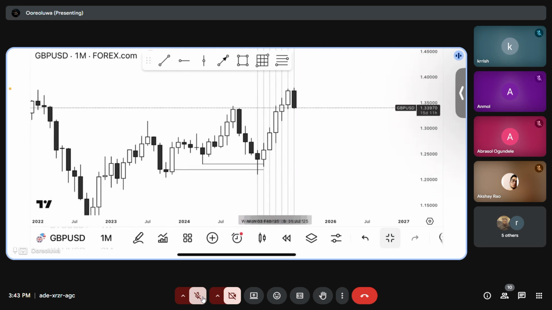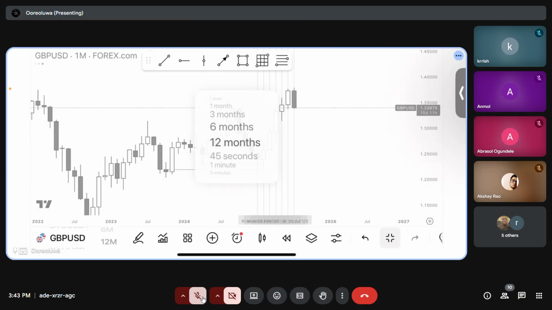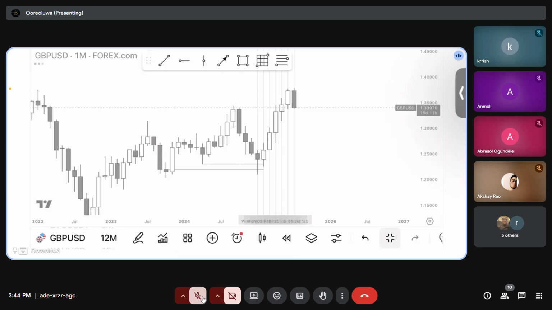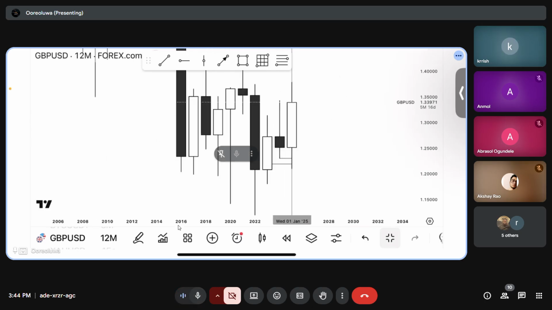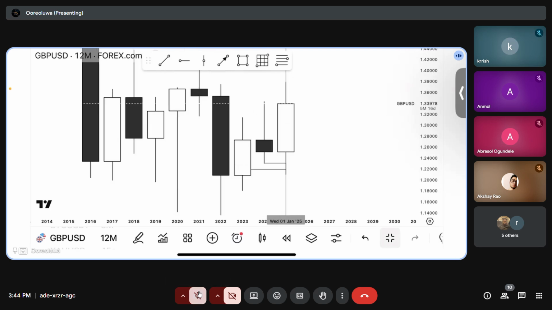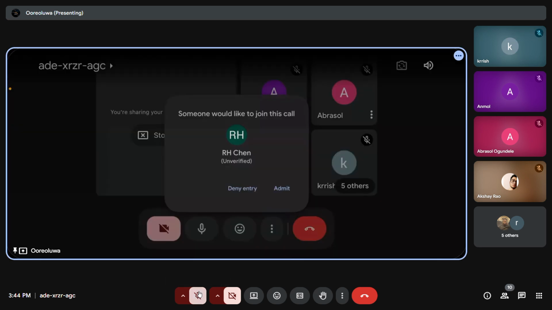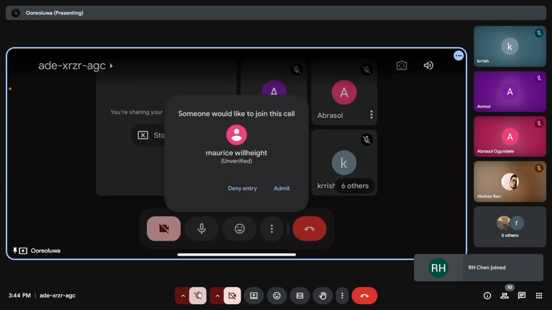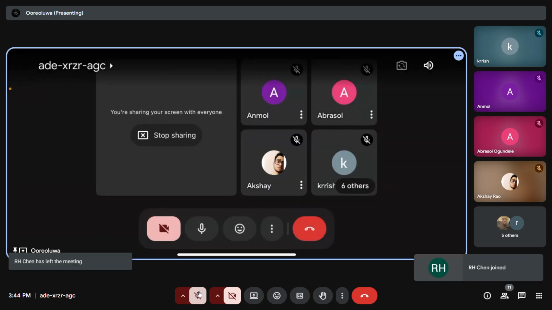So if you have to look at this from the higher time frame, let me use the 12 months. Let me use the 12 months. Man, I'm having network problem.